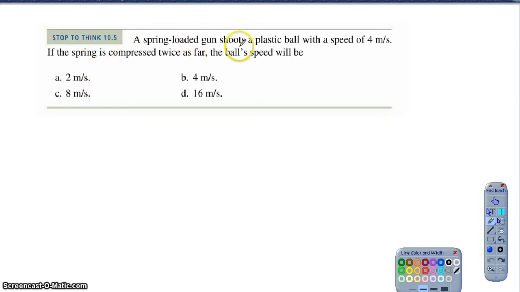So a spring-loaded gun shoots a plastic ball with a speed of 4 meters per second. The spring is compressed twice as far. What does that do to the ball's speed? Hopefully, as soon as you identify the relationship, again, I'm taking my elastic spring potential energy and converting it to kinetic energy as the ball is fired. So I've got 1/2 kx squared equals 1/2 mass times velocity squared.